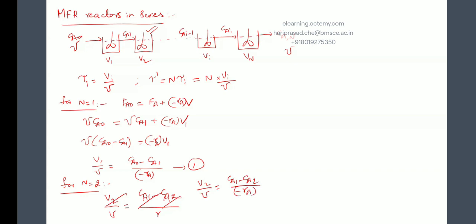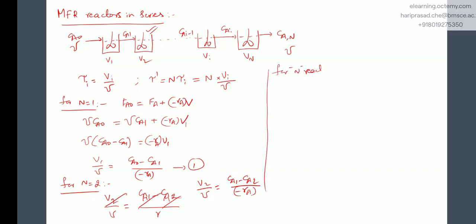So like that, if you keep on writing, for the nth reactor, what can I write? The outlet concentration here is CAn.